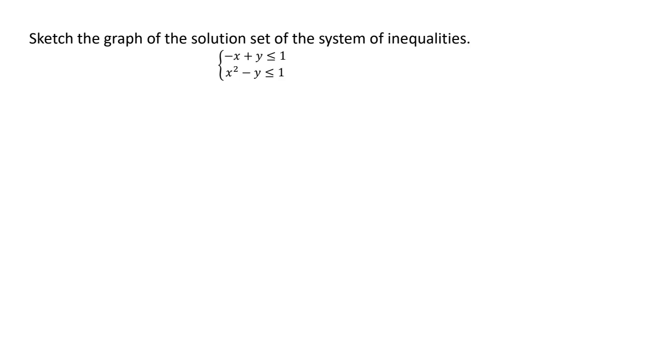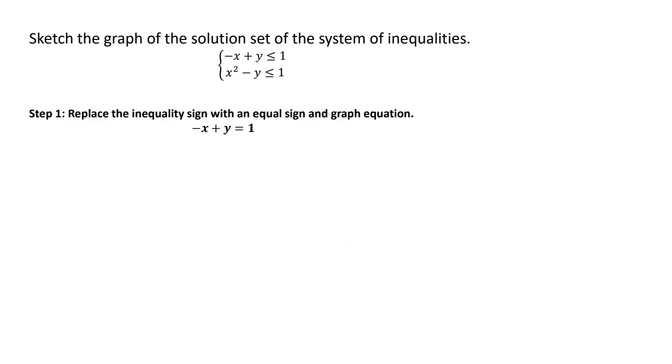But what if we have a system? So those previous examples were only by themselves. So now a system, we have 2 equations here. We have a line and a parabola. So we just graph them one at a time. So we'll start with the first one. I'm going to change my inequality to an equal sign. And I'm going to graph using the x-intercept, y-intercept.